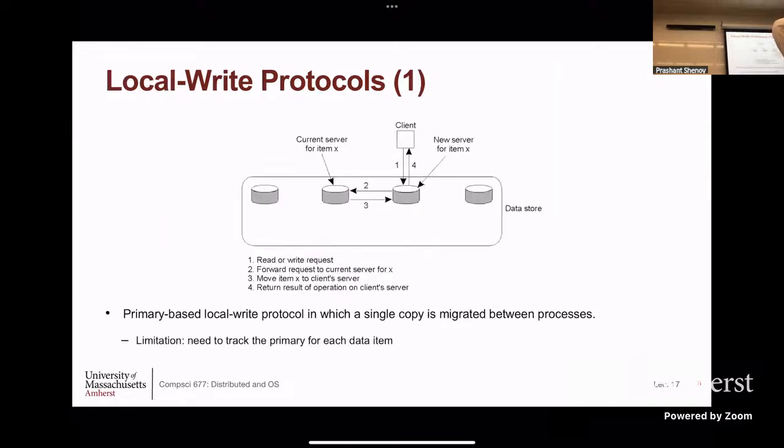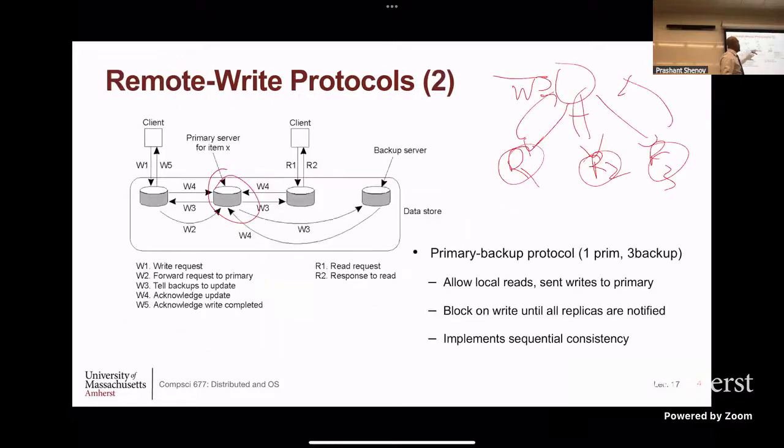We should also talk about reads in this case. When the client is going to make a read, it can go to any of the replicas because they have been kept consistent with one another. So this client will simply send a read to its local replica.